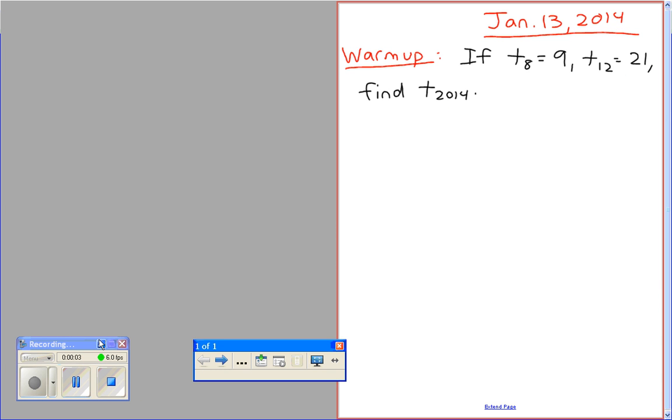Okay, it says, warm up: if T8 equals 9 and T12 equals 21, find T2014. What does T2014 mean? Term 2014. Okay, I'm going to start, I think, right here with Nate.